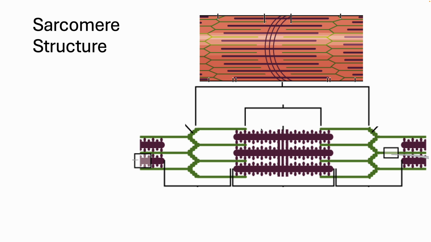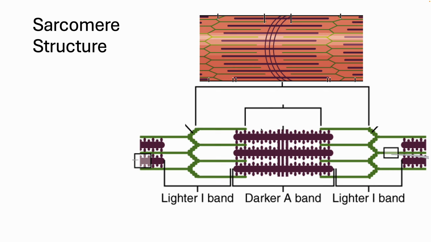All right, so let's look at a single sarcomere structure now. So first of all, we have light and dark bands. The light bands are known as the lighter I bands, and the darker bands are the darker A bands. Striations are going to be evident along the entire length of the myofibril. If the muscle is intact, this alignment is nearly perfect, such that you have those dark and light regions.